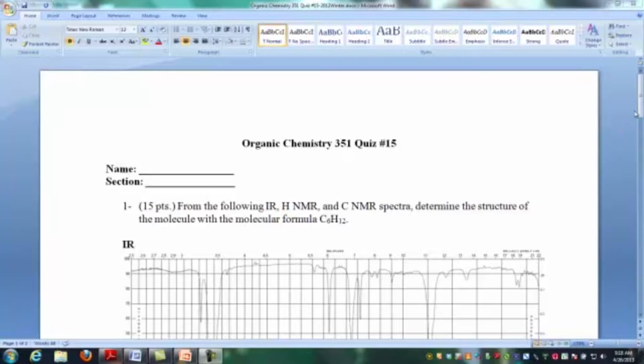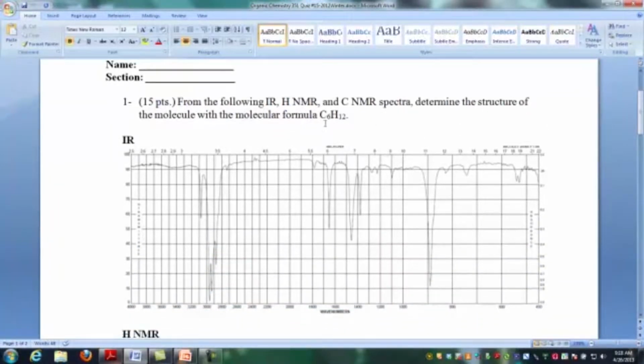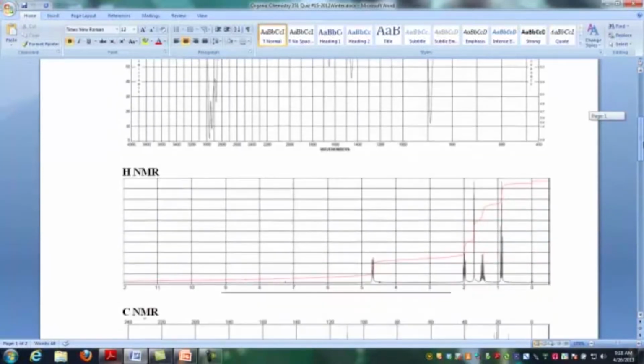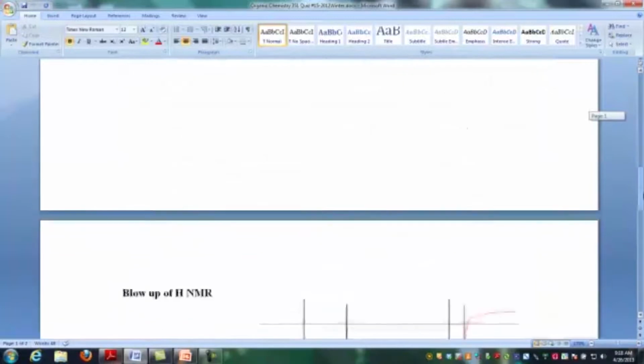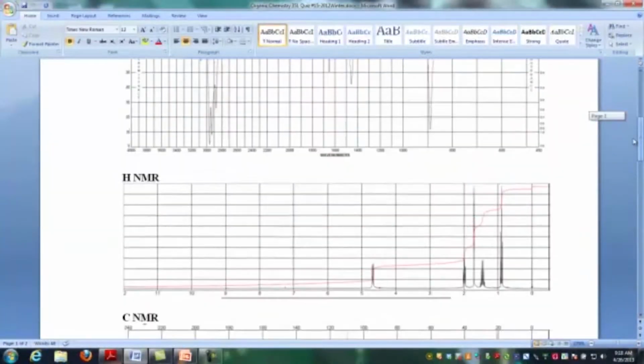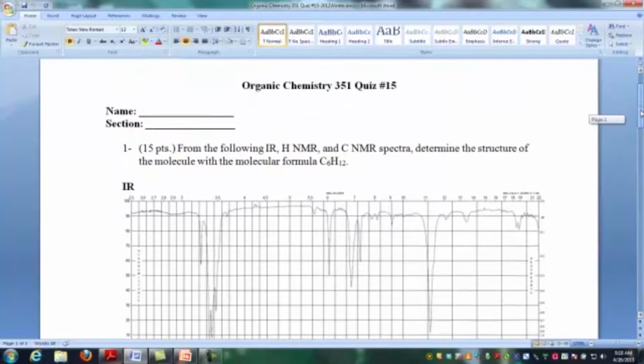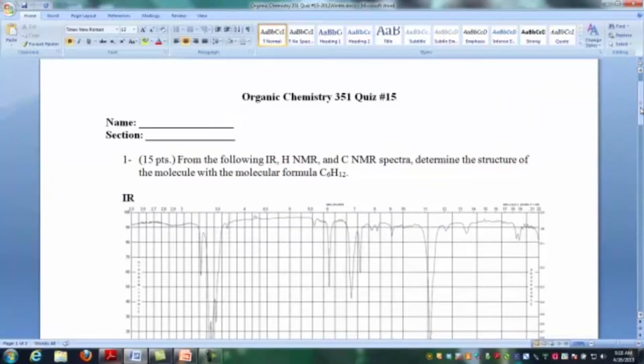So in this particular quiz, I had given them the molecular formula of the compound, which is C6H12. I gave the IR spectra, the proton NMR, the carbon NMR, and a blow-up of those spectra. So I hope that you've taken some time to work on this on your own. When you've done so, you want to come back to the recording. If you haven't, pause it here and then turn it back on after you've had a moment to try this on your own.